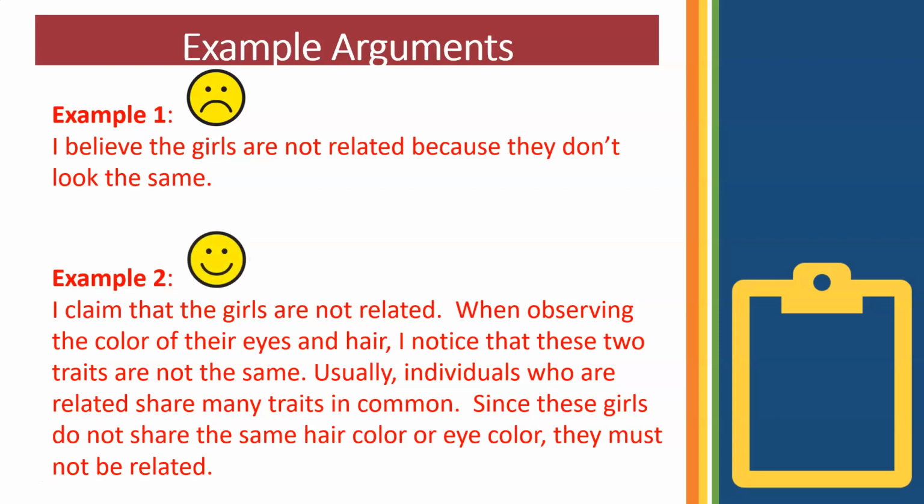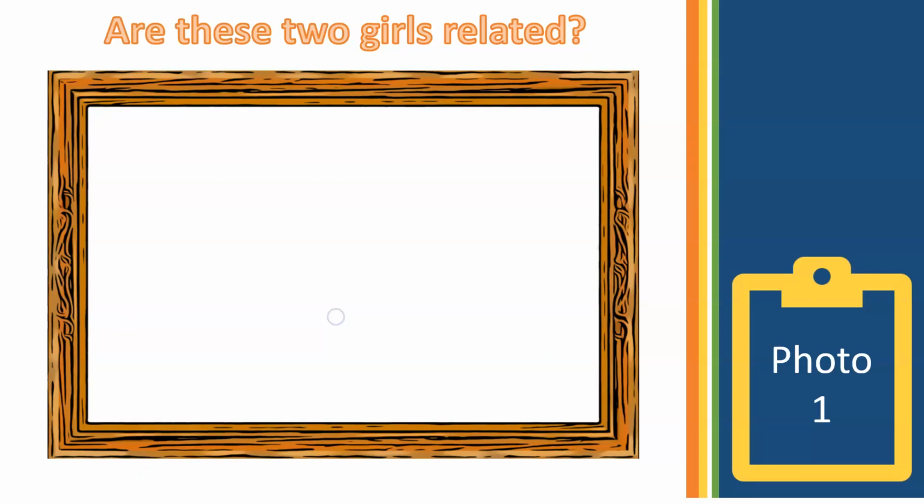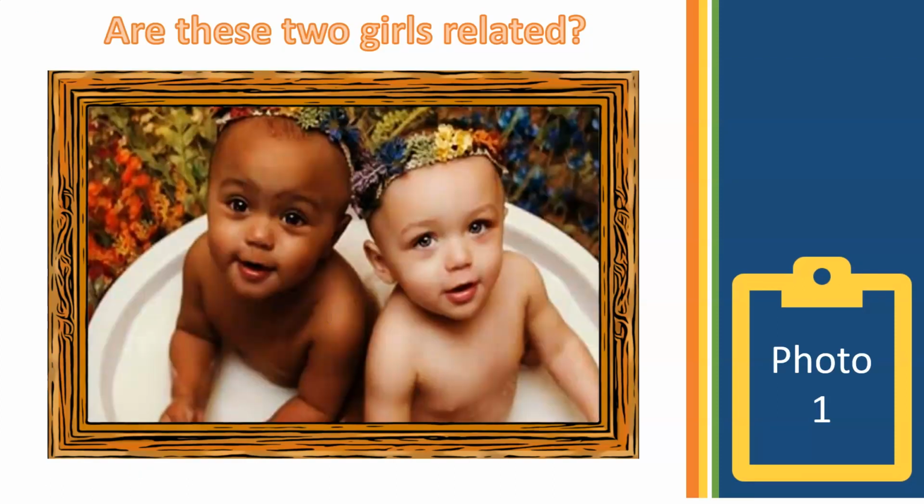Notice how I stated my claim and used specific evidence from the photos to support my thinking. I also reasoned about the evidence using what I knew about inheritance and how 2 people may or may not be related. It's your turn to do the same. Pause this screencast and write out your argument based on the observations you're making for photograph number 1.